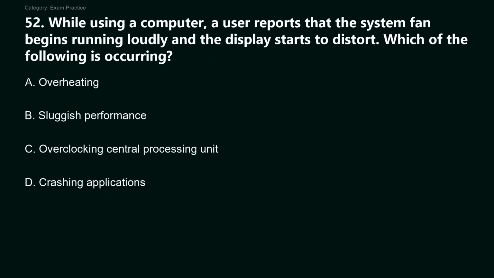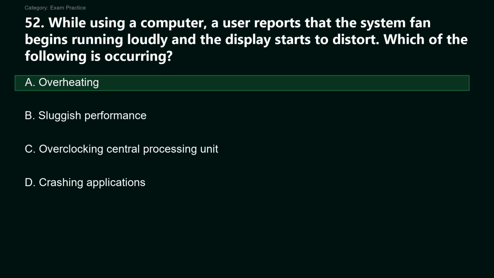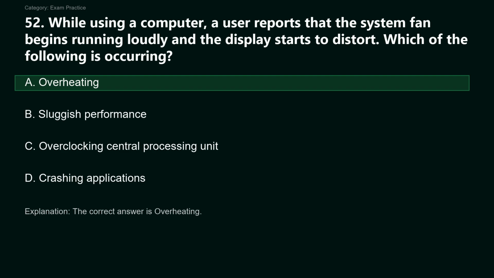Question 52. While using a computer, a user reports that the system fan begins running loudly and the display starts to distort. Which of the following is occurring? Option A, overheating. Option B, sluggish performance. Option C, overclocking central processing unit. Option D, crashing applications. The correct answer is option A, overheating.